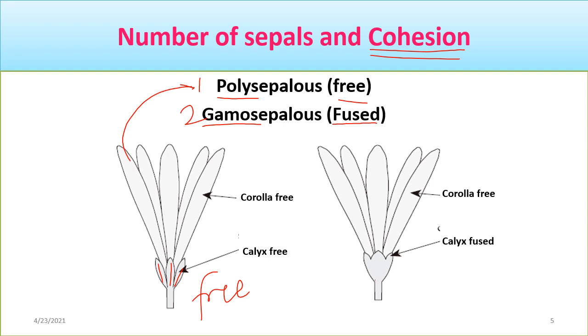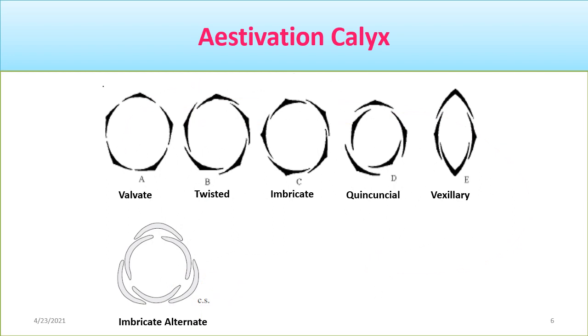And if you look here, this is a unit, this is a common structure. There are no separate lobes, there are no separate sepals, they are united together, and it represents the gamosepalous, meaning fused, condition. Now the next part under the calyx we learn is estivation. Now what is the meaning of estivation? Arrangement of floral whorls when it is in bud condition.